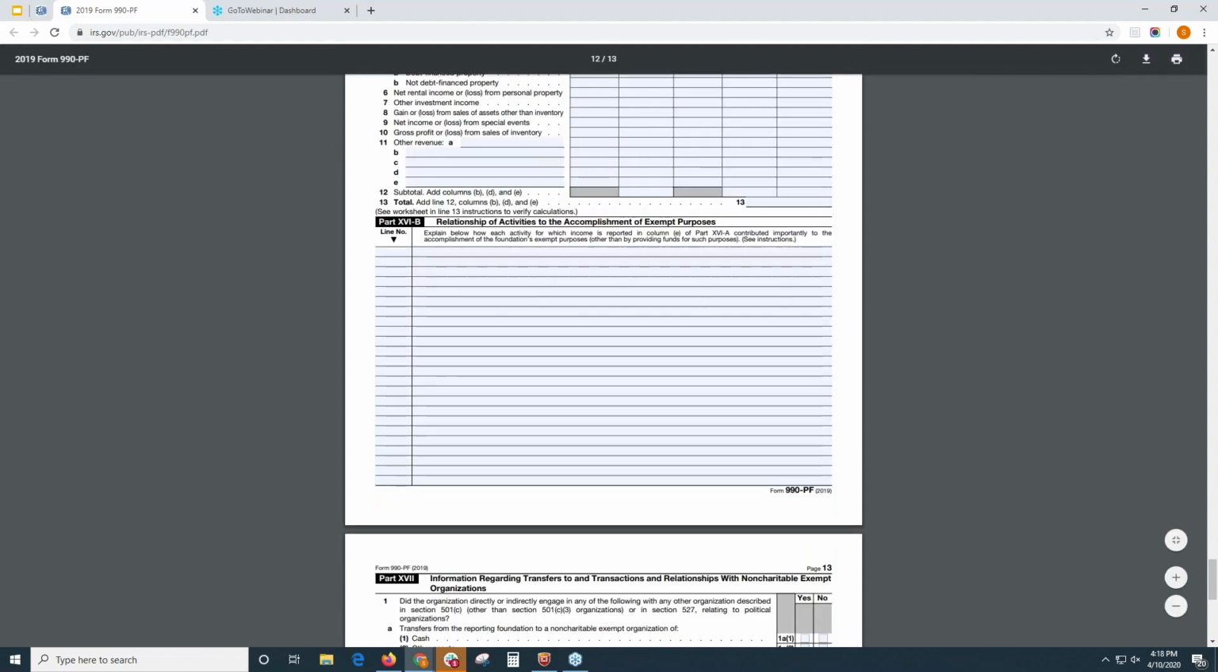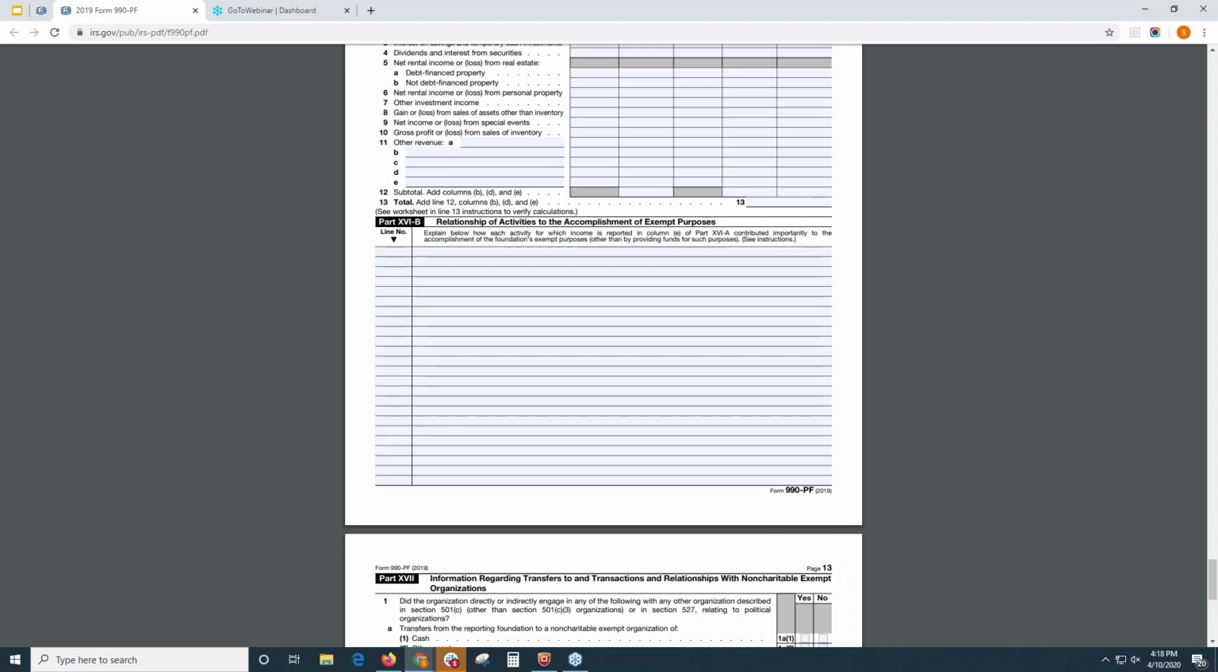Part 16B is relationship of activities to the accomplishment of exempt purposes. You explain how activities for which income is reported in column E of Part 16A contributed importantly to the accomplishment of the foundation's exempt purpose.